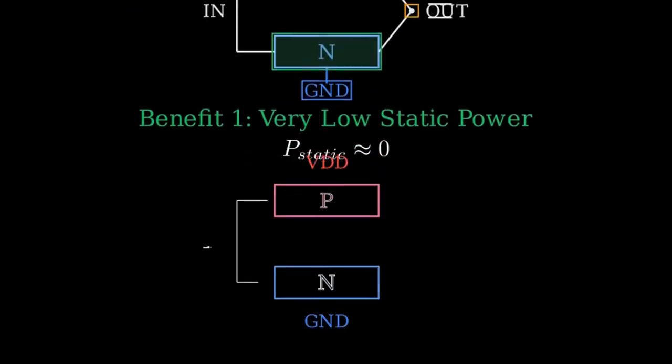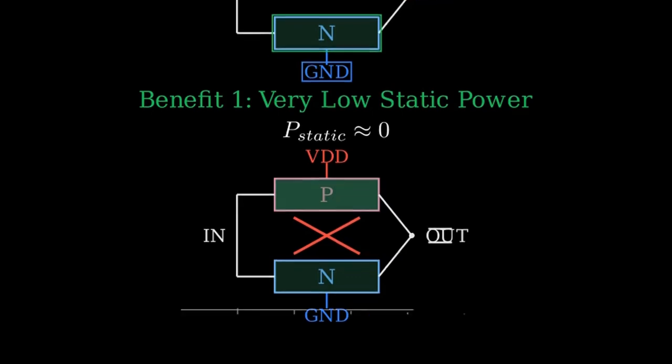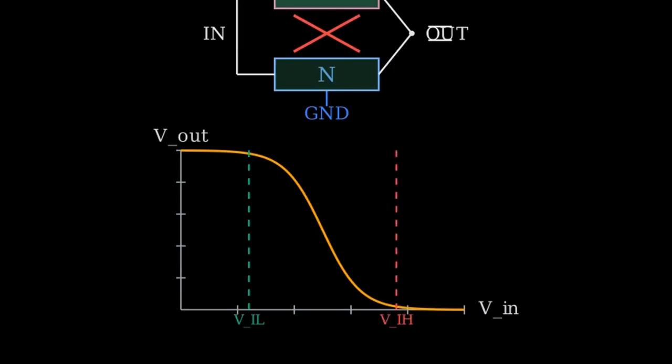Benefit 2. High noise immunity and a wide operating voltage range. The inverter transfer curve stays close to the rails, so small input noise does not flip the logic state. The green line marks the lower input threshold VIL, and the red line marks the upper input threshold VIH. Inputs between 0 and VIL are reliably seen as low, and inputs between VIH and VDD are reliably seen as high.